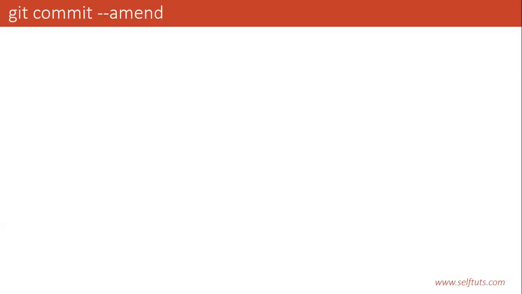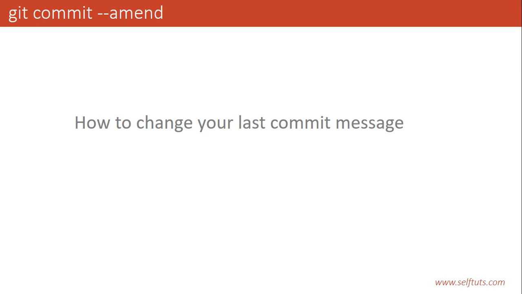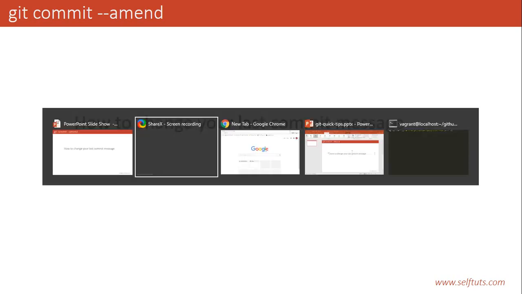So today we'll see what is git commit amend, and how to change your last commit message. If you're working with Git or if you have worked with Git, then this is a common problem that you have faced: you have done your last commit but there was a spelling mistake or you want to add some more information to your commit message and you want to change it. So today we'll see how to change your last commit message.